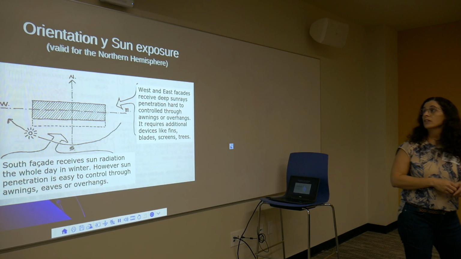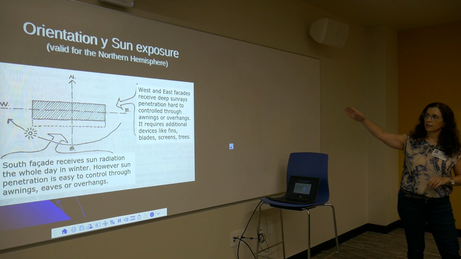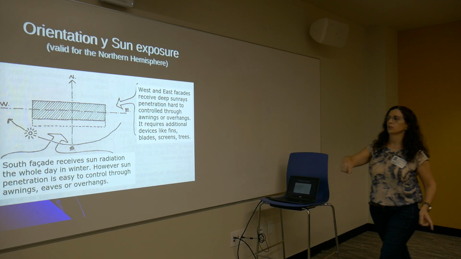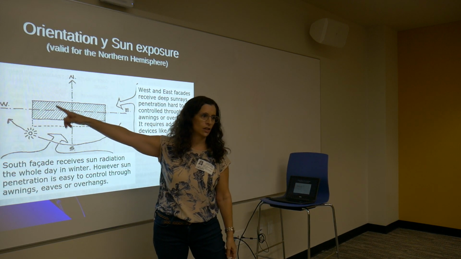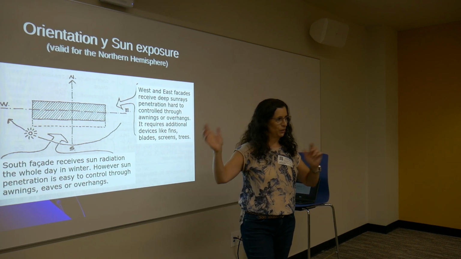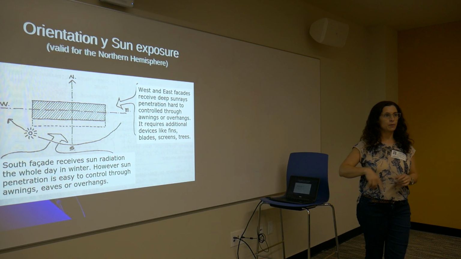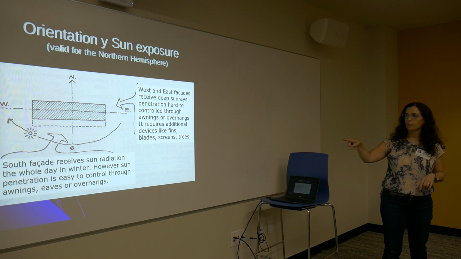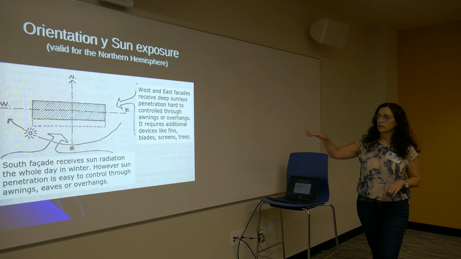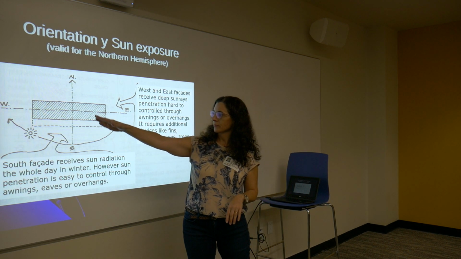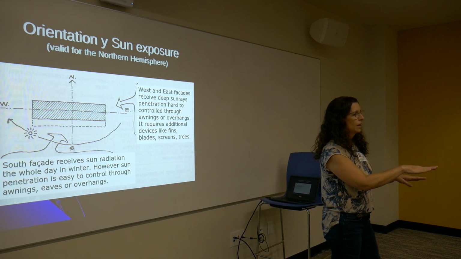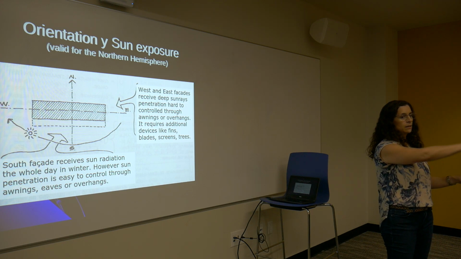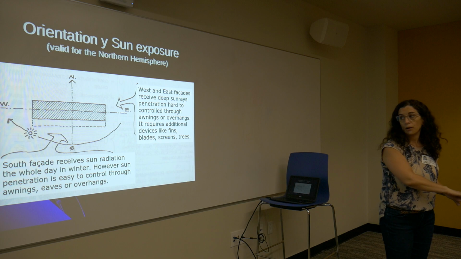Okay, so the orientation and sun exposure. This is valid for the northern hemisphere, because when you go to the southern hemisphere, the sun actually walks through the north instead of the south. You know that? Depending on where you are in the world, the sun path changes. So we are here in the northern hemisphere, and the sun makes its path through the day in the south area. It changes the angle during the year, like in winter it is lower and in summer it is higher, but it makes a curve through the south.